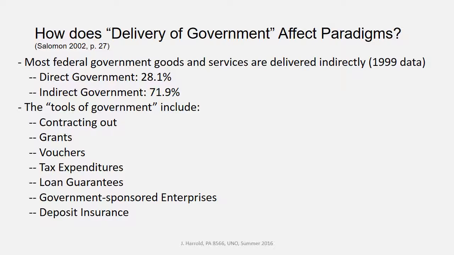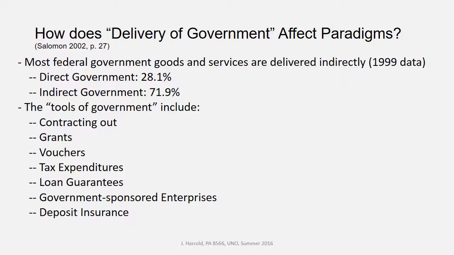So some of these tools included contracting out services. It included grants that the federal government gives to states and others. It included vouchers. It included tax expenditures, like, for example, the interest deduction that you get on home ownership is a tax expenditure. It includes loan guarantees, student loan guarantees, for example. Government-sponsored enterprises, like Fannie and Freddie are famous there, and then deposit insurance. So these are some of the ways that government actually spends money and delivers government guaranteed programs, but it's not directly out of a single agency or several single agency mission focused bureaucracies.